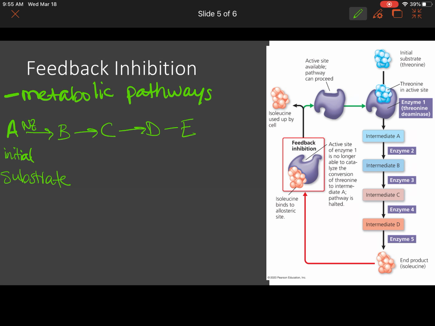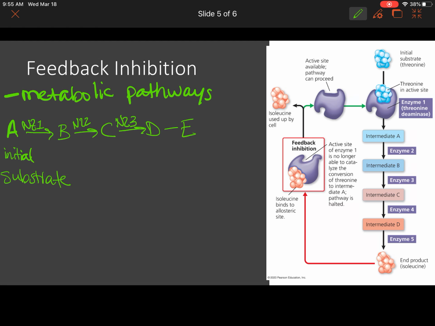So enzyme, I'm going to abbreviate this NZ. NZ1, enzyme 1 converts A into B. Well, B is the product of enzyme 1, but B is the substrate for enzyme 2. Enzyme 2 converts B into C. C is the product of enzyme 2, but is the substrate of enzyme 3, and so on.